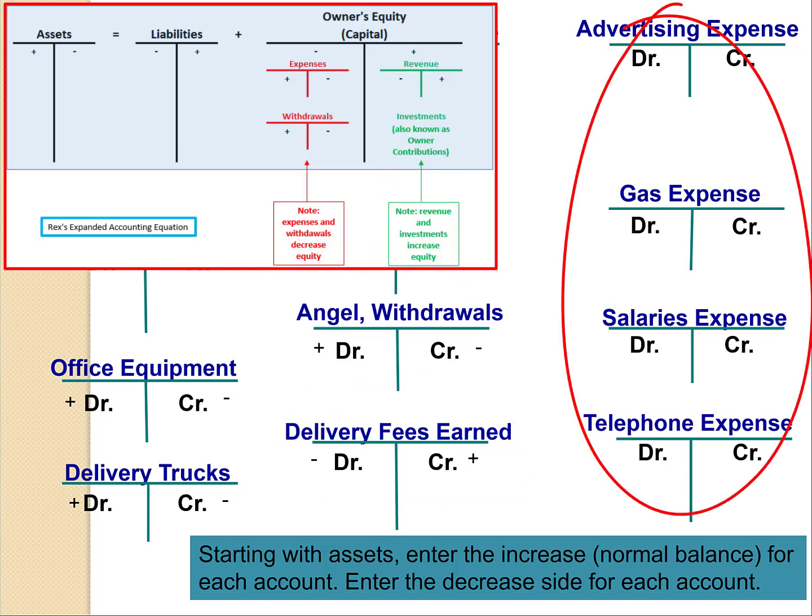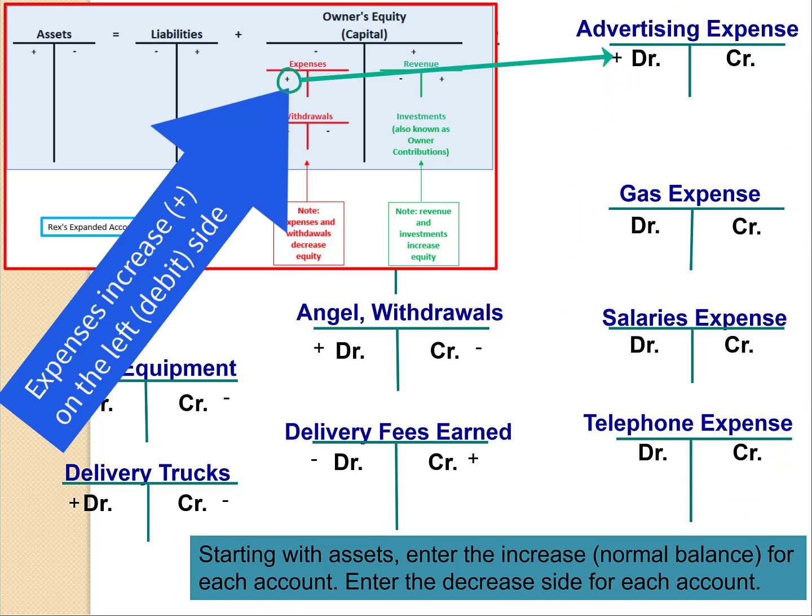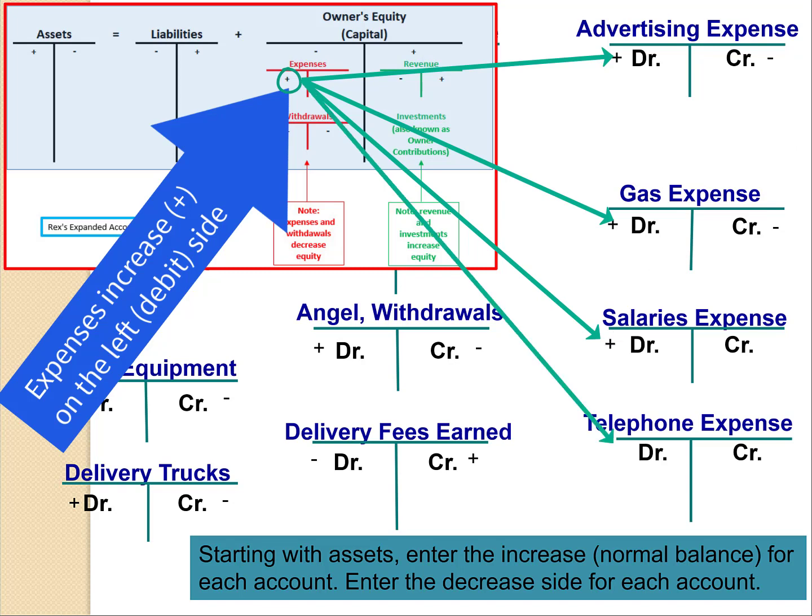And then the last four accounts are all expenses. What side do expenses increase on? The debit side. So I'm going to put a minus on the credit side. And then for all the other expenses, I'm going to put a plus on the left side and a minus on the right side. So go ahead and put your pluses and minuses.